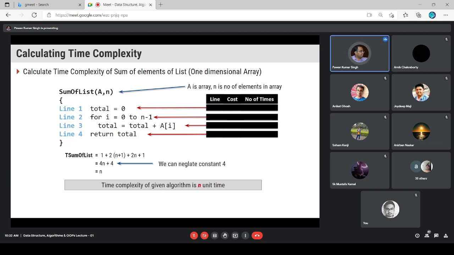Whatever be the number of elements of the array, that will be the time complexity of the algorithm. Right?